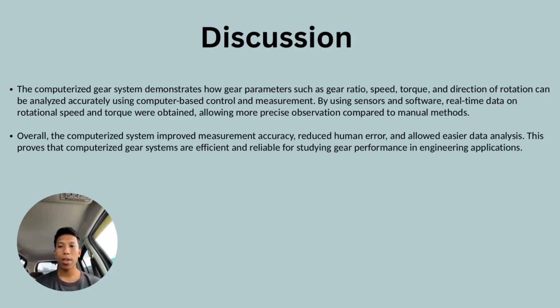For the discussion part, the computerized gear system demonstrates how gear parameters such as gear ratio, speed, torque, and direction of rotation can be analyzed accurately using computer-based control and measurement. By using sensors and software, real-time data on rotational speed and torque will be obtained, allowing more precise observation compared to manual methods. Overall, the computerized system improves measurement accuracy, reduces human error, and allows easier data analysis. This proved that computerized gear systems are efficient and reliable for studying gear performance in engineering applications.